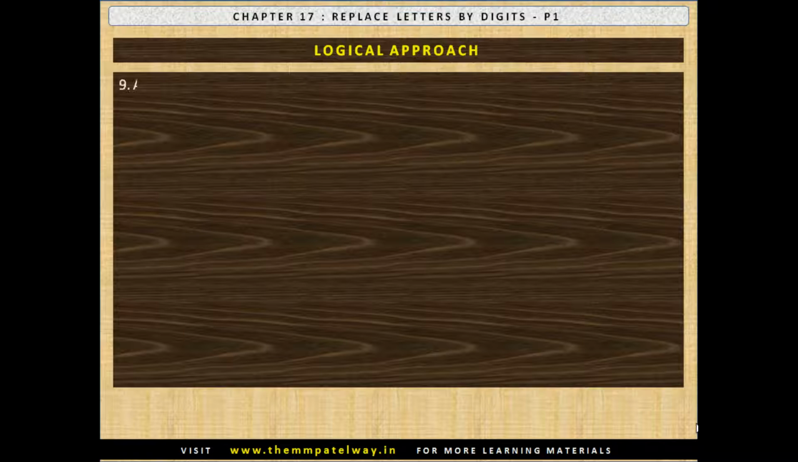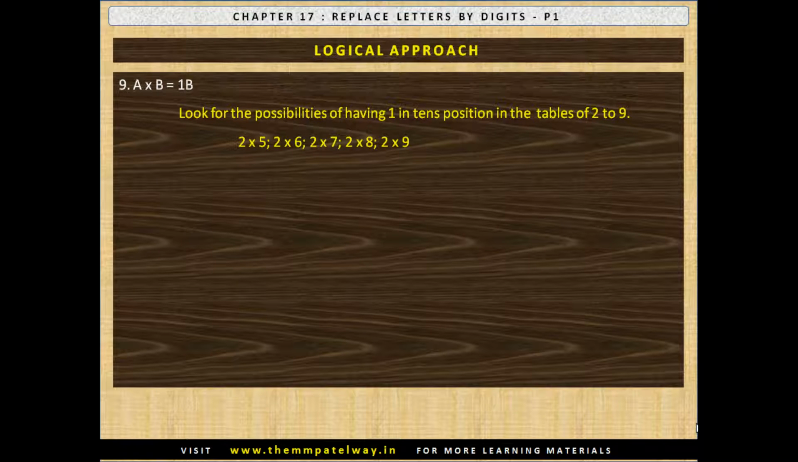Number 9. A into B equals 1B. Look for the possibilities of having 1 in the tens position in the tables of 2 to 9, and we will have the following possibilities. In the table of 2 we will have 2 into 5, 2 into 6, 2 into 7, 2 into 8 and 2 into 9.